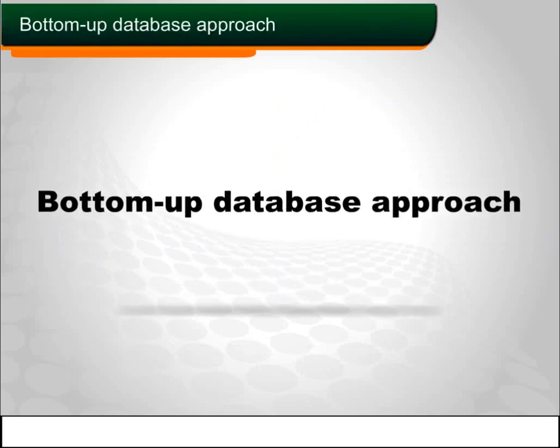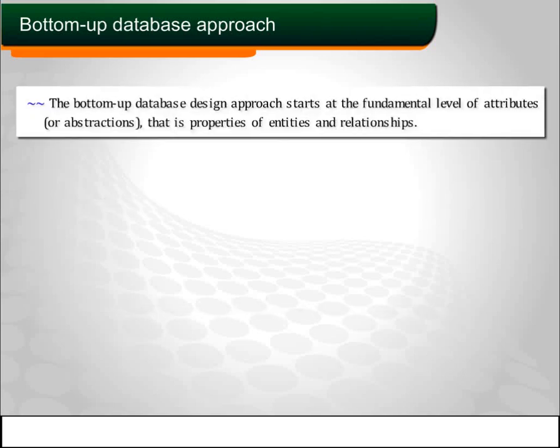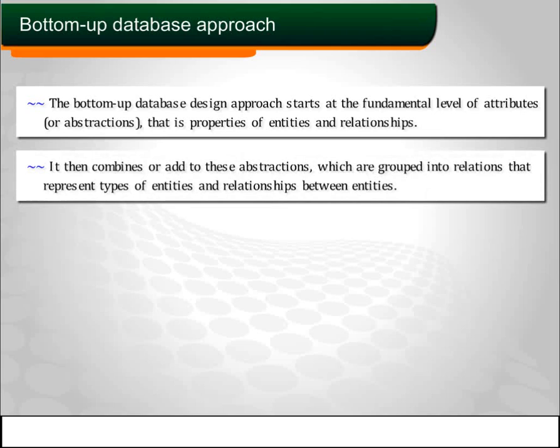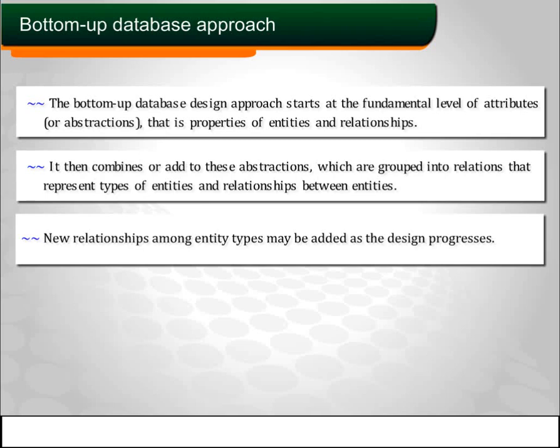Bottom-up database approach. The bottom-up database design approach starts at the fundamental level of attributes or abstractions, that is, the properties of entities and relationships. It then combines or adds to these abstractions, which are grouped into relations that represent types of entities and relationships between entities. New relationships among entity types may be added as the design progresses.